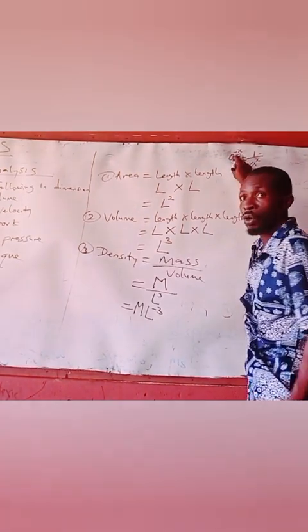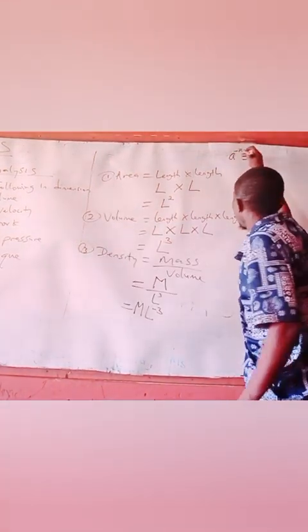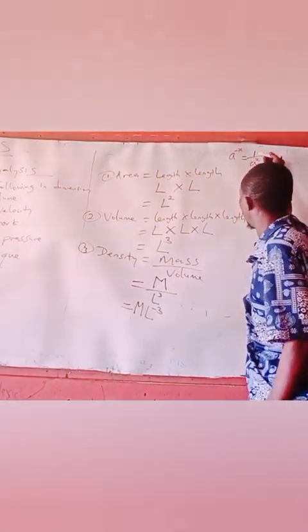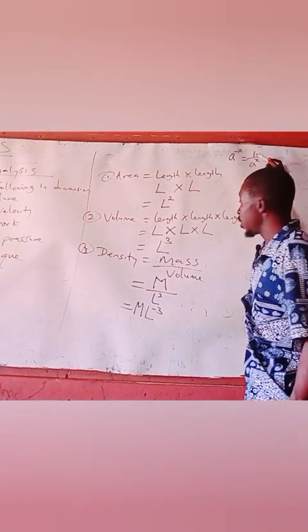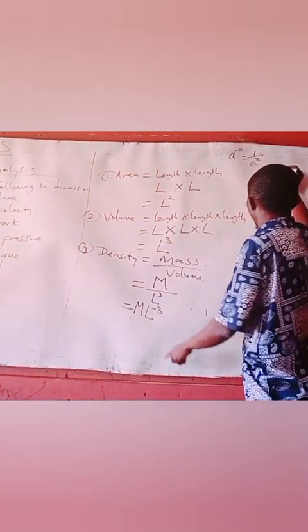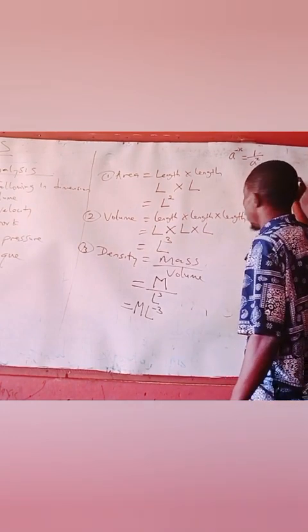That is the negative law of indices, which states that if the index of your number is negative, then the result is the reciprocal of the number raised to the power of the positive index. That is to say, if I have L raised to the power minus 3, it is the same thing as 1 over L raised to the power 3.